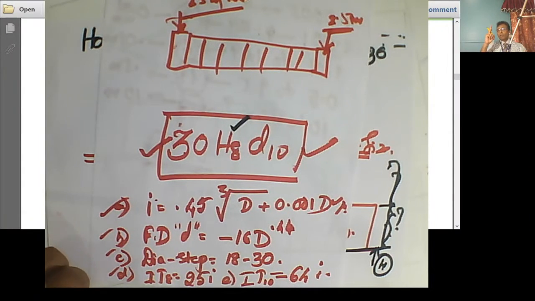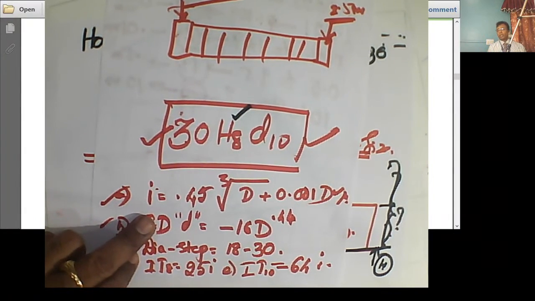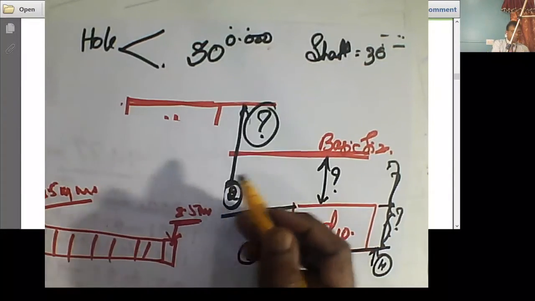Even if you just write this, you will get 1 mark. Just by looking at this, you will be able to see that it is a clearance fit. 30H8 D10 is a clear-cut case of clearance fit. Can you see the clearance here?